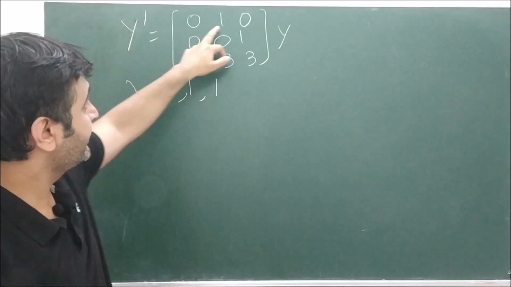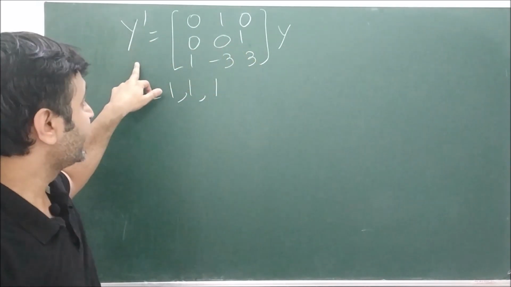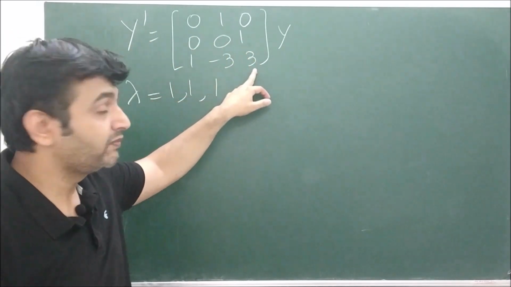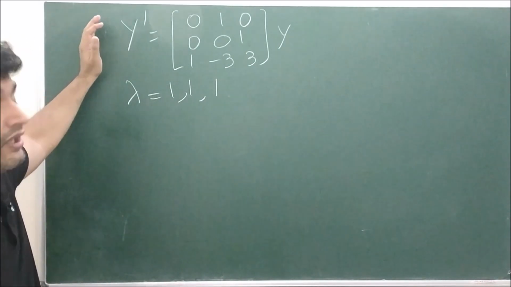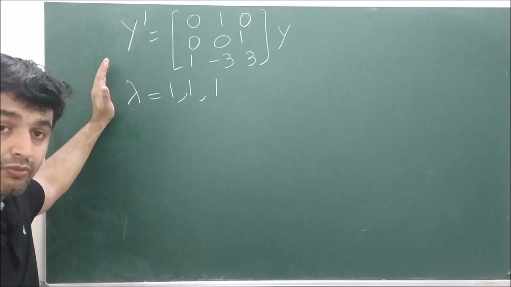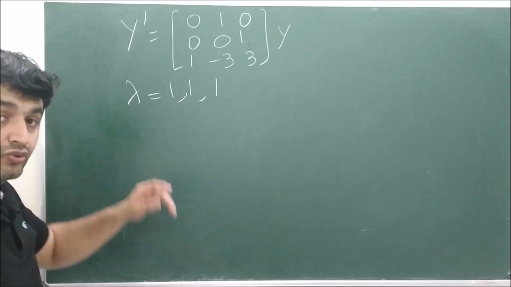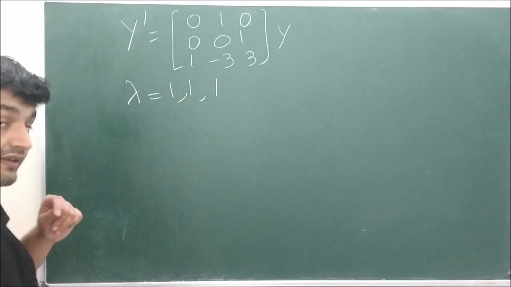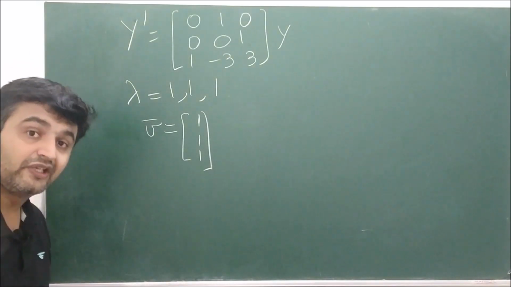So what is your y1 prime? It is y2. What is y2 prime? It is y3. What is y3 prime? y1 minus 3y2 plus 3y3. So that is your system, and if you write in the matrix form, this is what you have. You find the eigenvalues, determinant of A minus lambda I equal to 0, then 1, 1, 1 are the eigenvalues. You find the eigenvector, and in this case you get only one eigenvector, and that eigenvector is nothing but 1 1 1. You get v1 equal to v2, and you get v2 equal to v3.